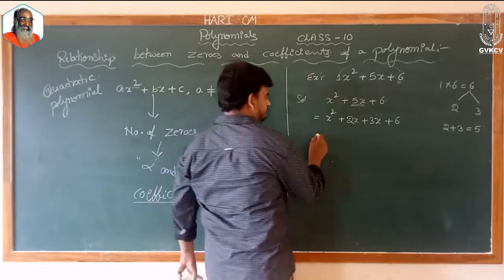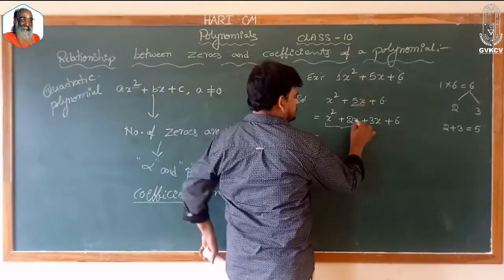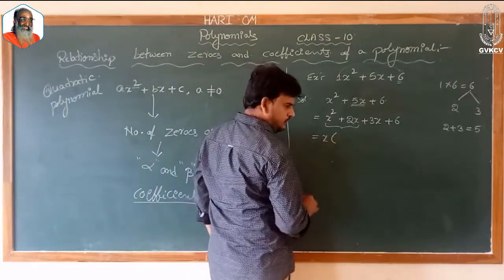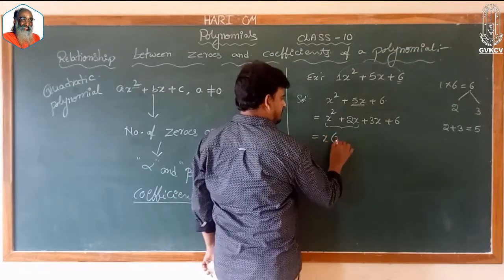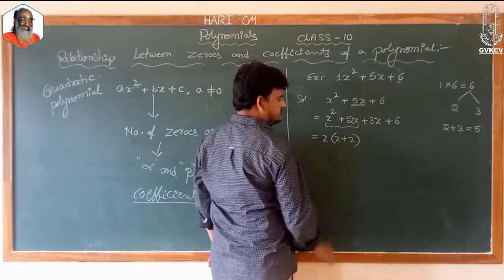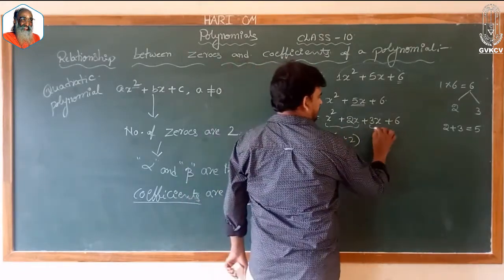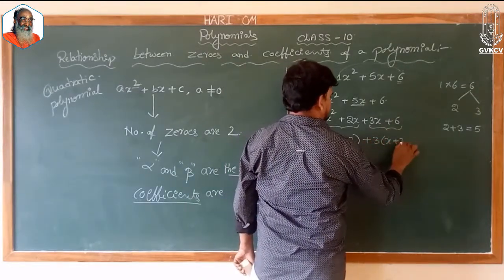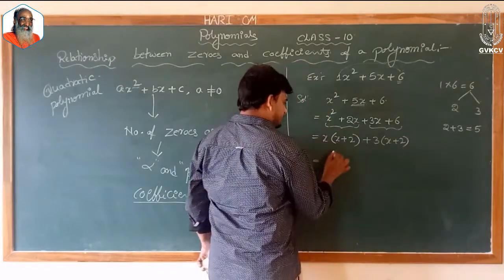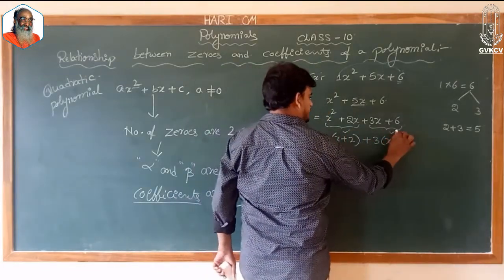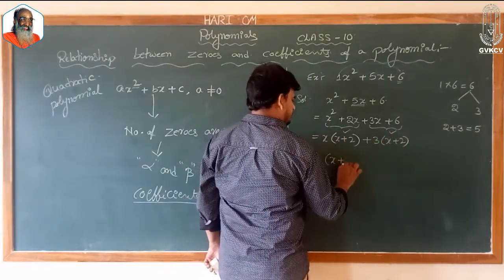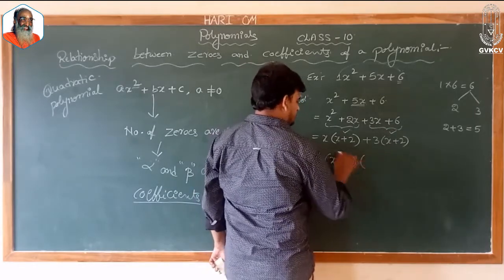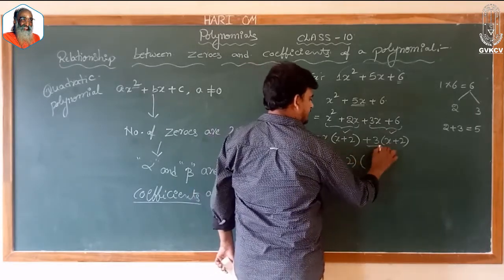Now, from these two terms I can take x as common. After taking x as common, I have x plus 2. From these two terms, I can take plus 3 as common. So again, I have x plus 2. So here I have x plus 2 and here I have x plus 2. Now by taking x plus 2 common, here I have x and here I have plus 3.